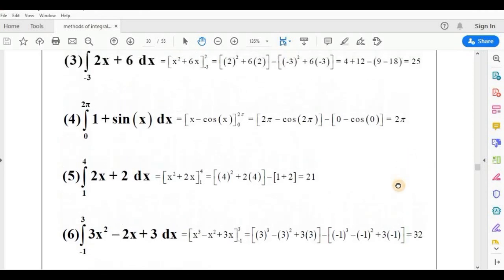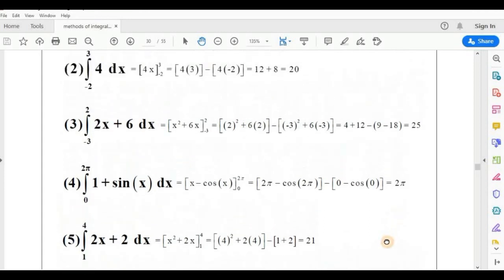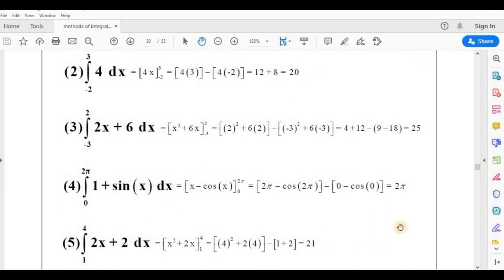This is just a simple function for the definite integrals. This is the end of this lecture, and see you in the next lecture.